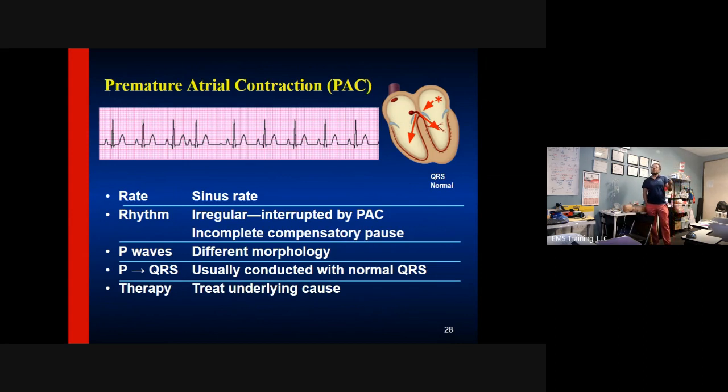When we look at this rhythm, about the 4th beat over, we see this beat here that kind of disturbs the regularity of the rhythm. So usually the sinus rate is sinus, however the rhythm is irregular because the PAC throws off the regularity of it. Treatment is directed at treating the underlying cause of the PAC. So if we don't know, we might do a good history and physical exam and get the patient a consultation to cardiac.